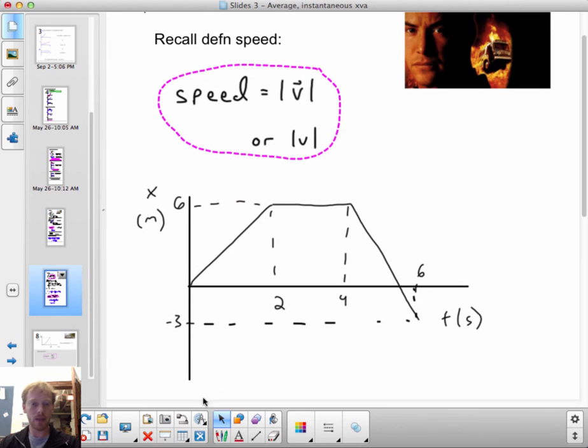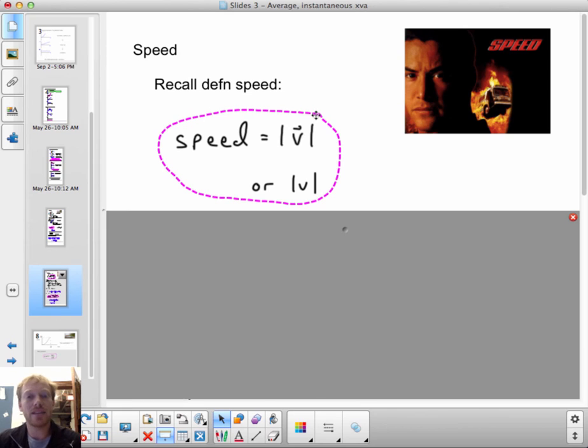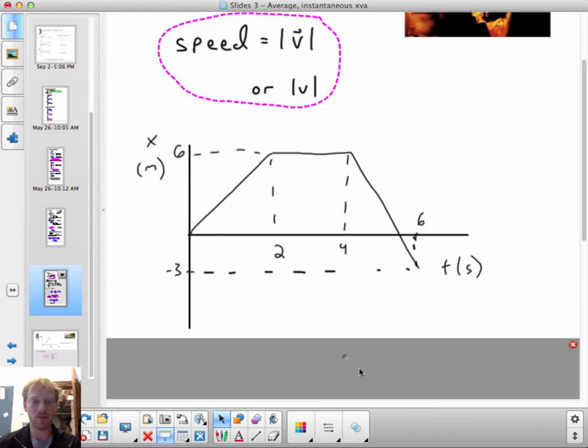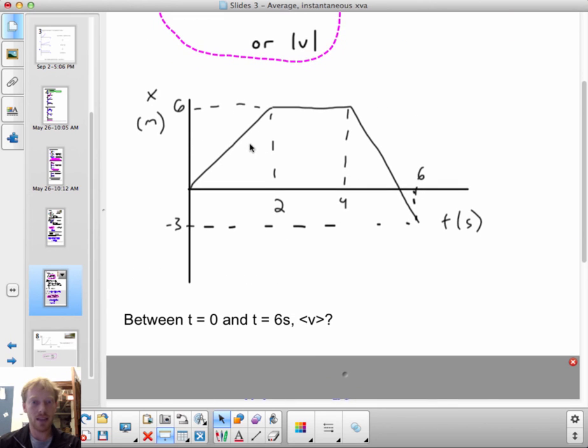All right. If you recall from last time, speed is the absolute value of velocity. When we talk about velocity and acceleration as vectors, I'll use vector hats, but for our purposes now, we can just use absolute value signs. So I guess here's a question that I can ask. If this is the position as a function of time of an object, what is its average velocity?